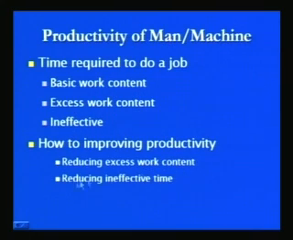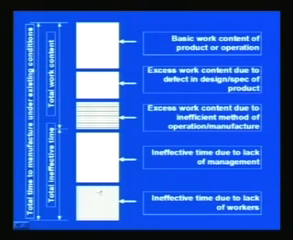The problem of increasing productivity in view of the above basically targets reducing the excess work content and reducing the ineffective time. Here you can see the total time required for carrying out a job involves the total work content, which includes the basic work content and the excess work content. Excess work content is due to defects in design or specification of the product, and due to the inefficient method of operation and manufacturing.